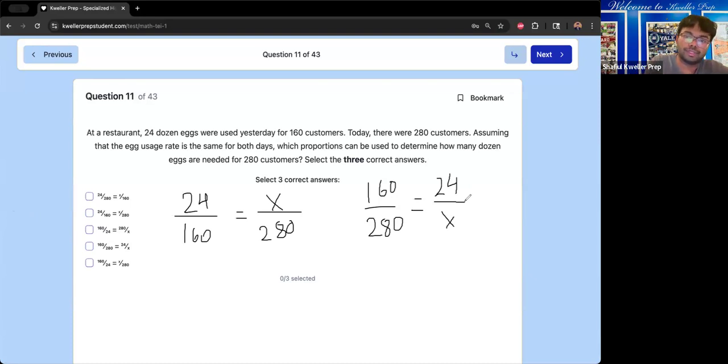So the first one I wrote works. The second ratio I wrote works. And then I guess we want to select three correct answer choices. So these are the first two. I think this first equation is here. Second equation here is up here. Okay.